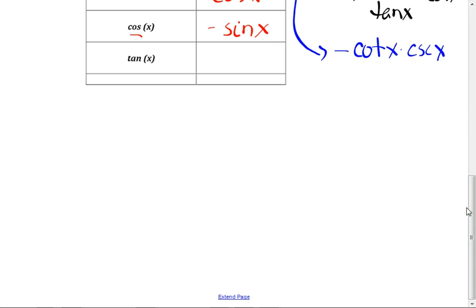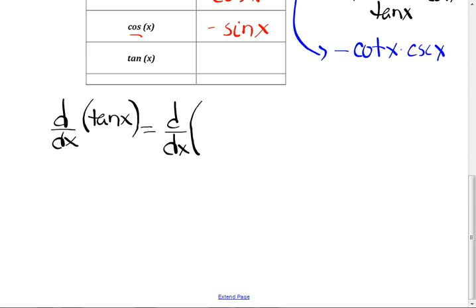What about the derivative of the tangent function? Now, what is tangent of x? I have to use some trig. What's the derivative of the tangent? What's tangent? Sine of x over cosine of x. Good. Okay, so you should be doing it with me.